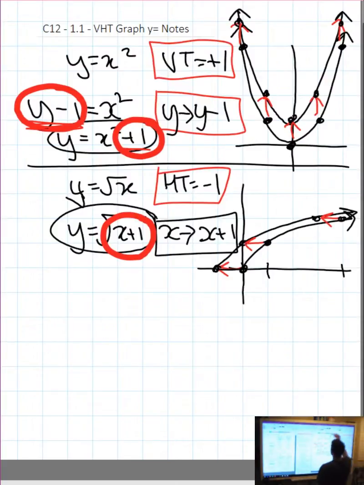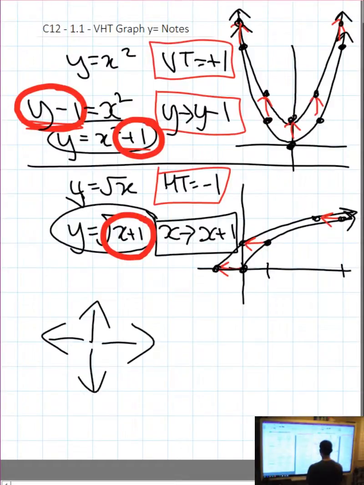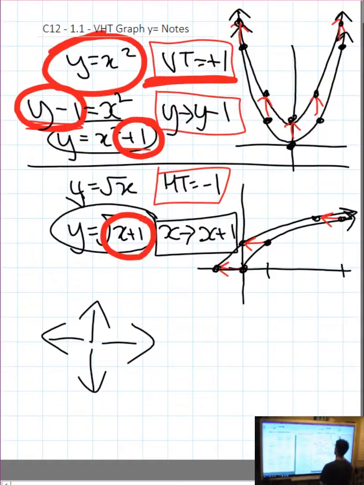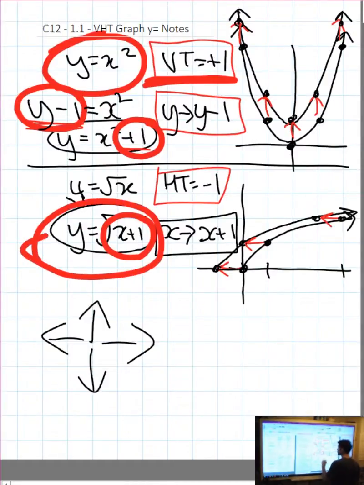So again, we're going to be going up and down and left and right, always substituting the opposite operation for the variable. Remember, they may give you an equation like y equals x squared, and they may tell you to do something. Or they may give you an equation like y equals the square root of x plus 1, and they may ask you what that does to the graph.